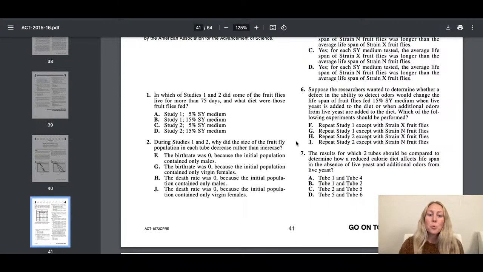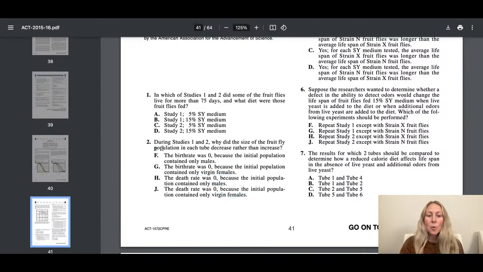During studies 1 and 2, why did the size of the fruit fly population in each tube decrease rather than increase? So why did the population decrease? What's happening if a population is decreasing? That means they're dying off, right? Now let's organize the answer choices into categories. We have birth rate is 0. We have death rate is 0. And then we have males and virgin females.